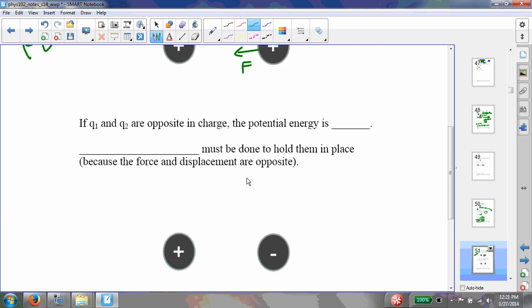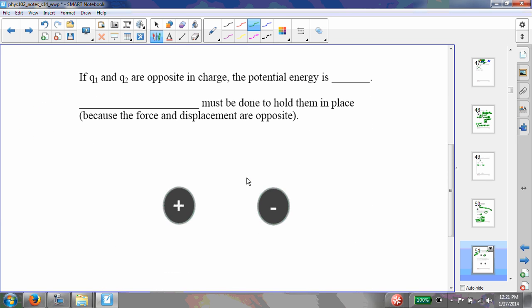Similarly, if Q1 and Q2 are opposite in charge, then the potential energy is negative. That means that negative work must be done to hold them in place. So I have to have a force acting in this direction in order to keep them from colliding together, because they're attracted to one another, with a tendency for the displacement to go in this direction. They're moving together towards that direction.